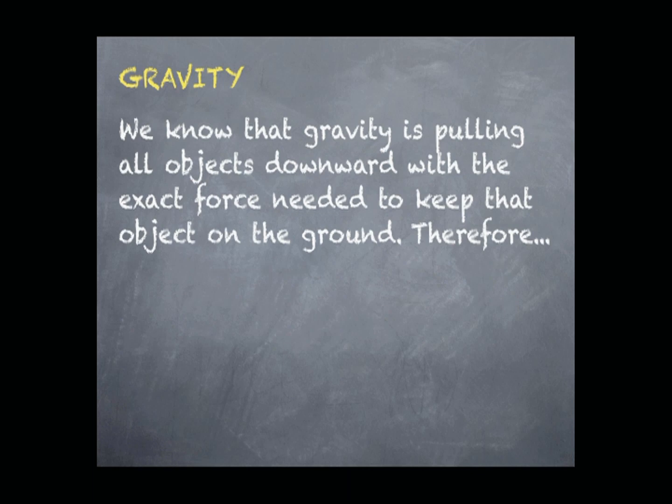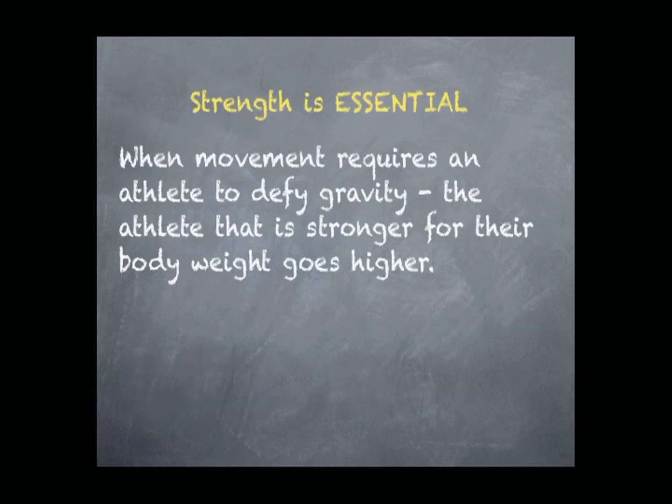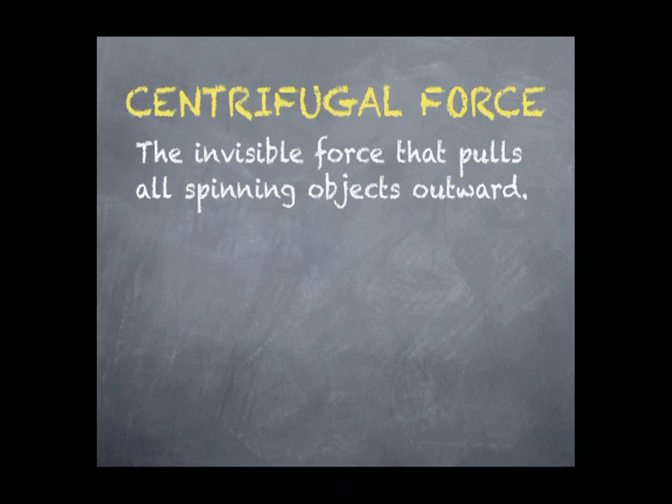We know that gravity is pulling all objects downward with the exact force needed to keep that object on the ground. Therefore, Gymnast A must exert more downward force than Gymnast B, even though they're both jumping the same distance. This is why, coaches, strength is so important, because when movement requires an athlete to defy gravity, such as it does in gymnastics, the athlete that is stronger for their body weight can go higher.